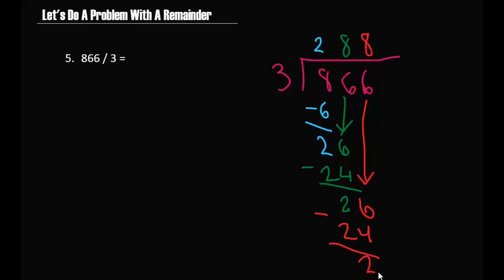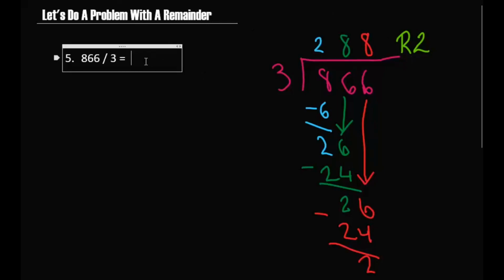3 cannot go into 2 because 2 is smaller than 3. So that is our remainder. So since that is our remainder, we're going to write an R up here. And we're going to write a 2 next to the R. So our answer is 288 with a remainder 2. So let's just type that in. 288 with a remainder 2.